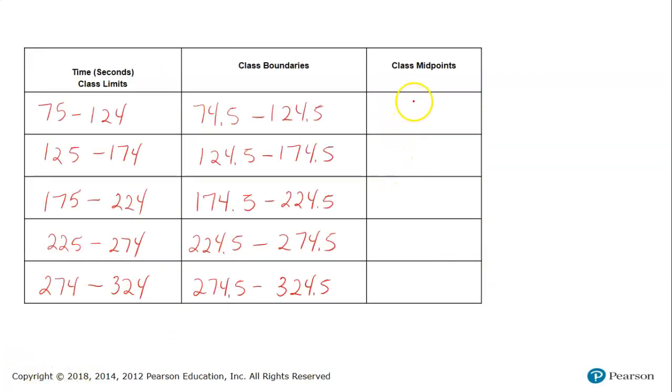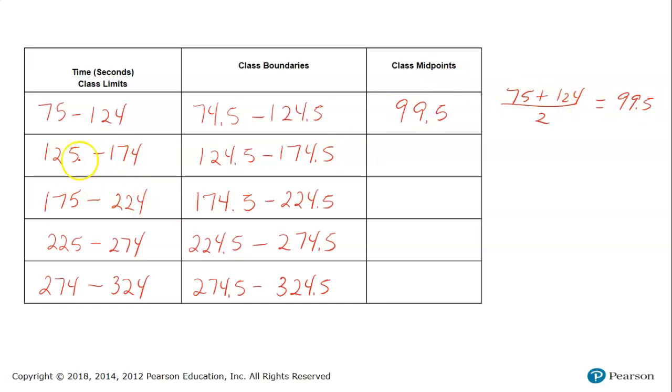Now we're ready to calculate our class midpoints. With the class midpoints, if you recall, we're going to add our lower and upper class limits together and divide by 2. So on this one, we're going to have 75 plus 124, divide that by 2, and we're going to get 99.5.